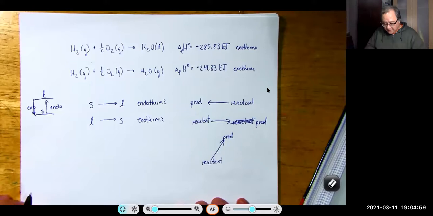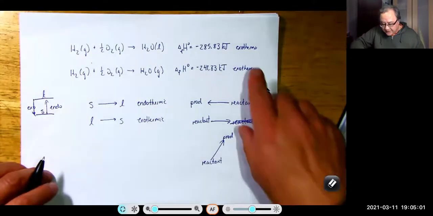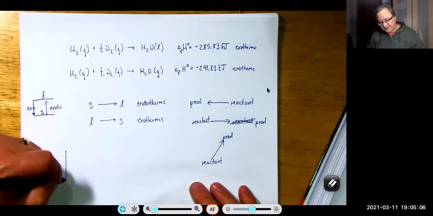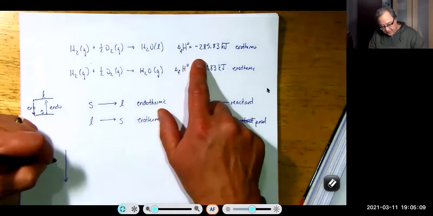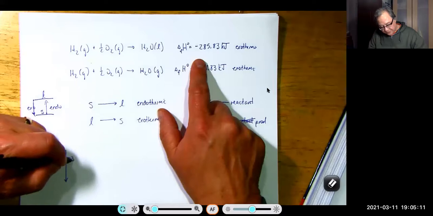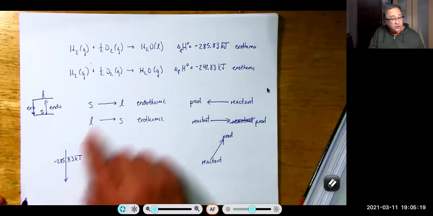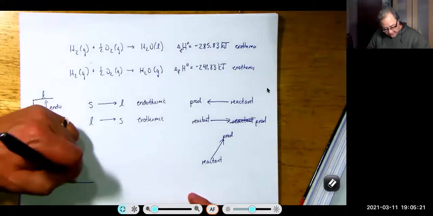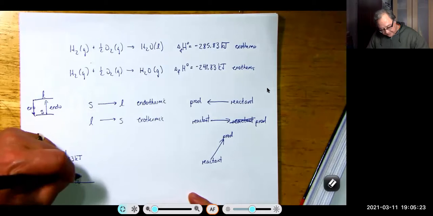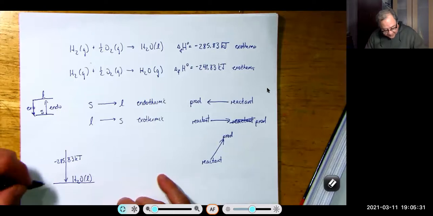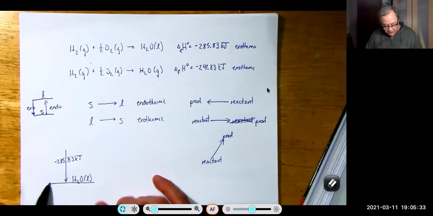Okay, so let's combine these ideas. This is an exothermic reaction, so I'm going to draw an arrow that goes down. How big is this arrow? It's minus 285.83 kilojoules. In this reaction, what is the product that I'm going to put at this end of the arrow? It's H2O. Now, normally you do something like this and you draw a little line instead of drawing it at the end of the arrow. So what this says is this is the energy level right here of H2O liquid.